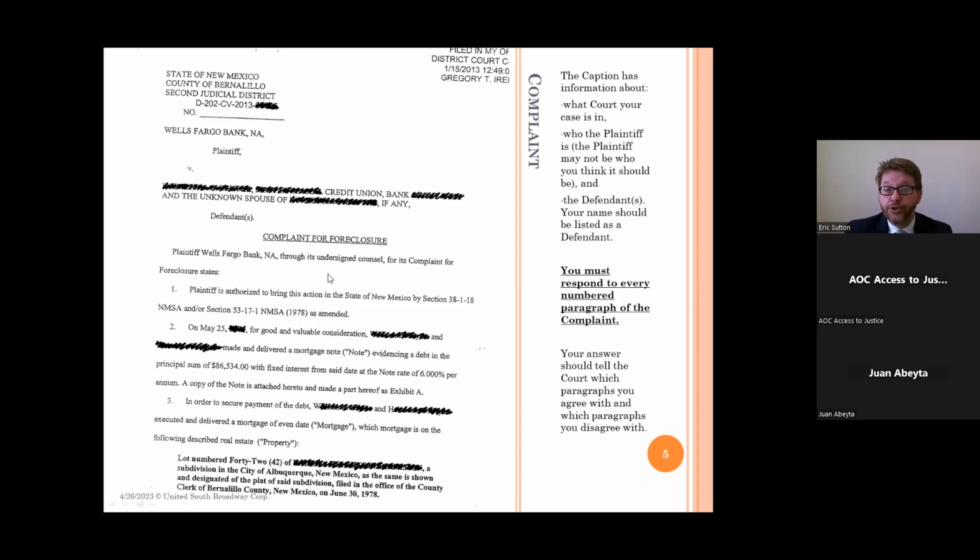If you are the borrower, you should be listed. If you own any interest in the property, if your name's in the deed, you should be listed as a defendant. If you're not, there might be a reason for that, or it might be a mistake on behalf of the attorney filing the case. It does happen. But you should look carefully to make sure that you're included if you should be.